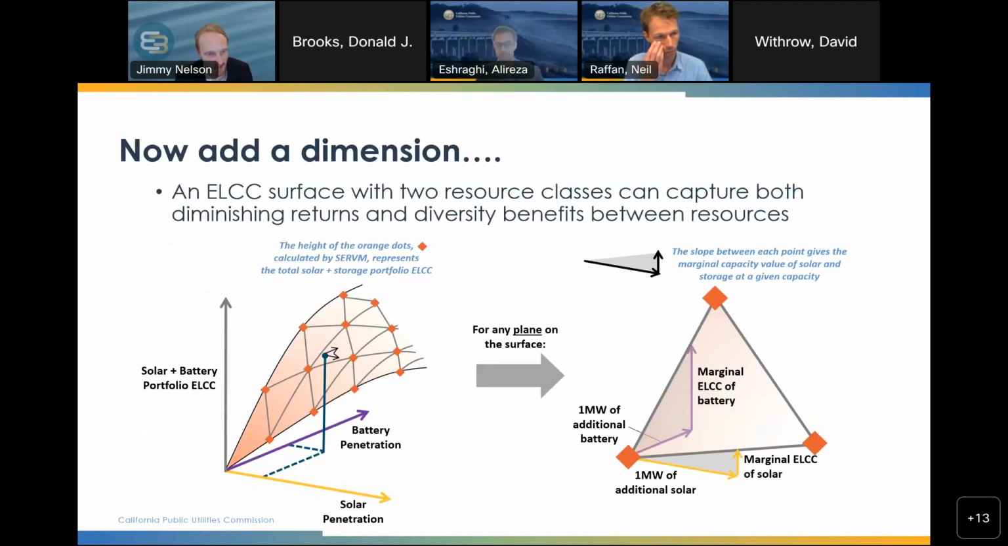So now we have SERVM run quite a number of runs for the different battery and solar penetrations that you might see in the future on the CAISO system. And then you can convert those runs at different battery-solar combinations into a set of planar equations that are still implementable in a capacity expansion model, a linear optimization. And those planar equations have a slope in both directions: how much marginal ELCC you get when you add more solar, and also when you add more batteries. So that's what the picture on the right is showing. Next slide.